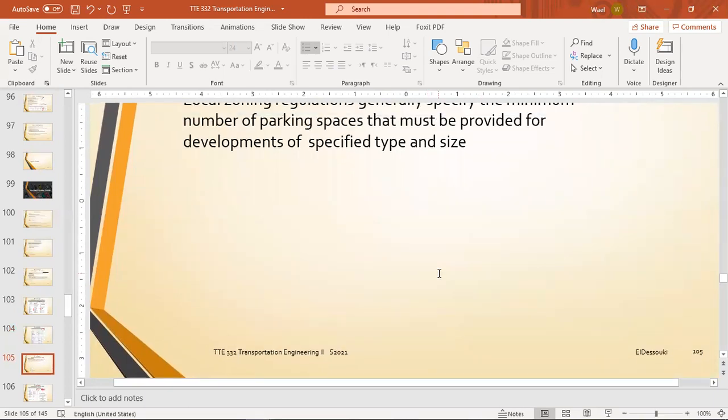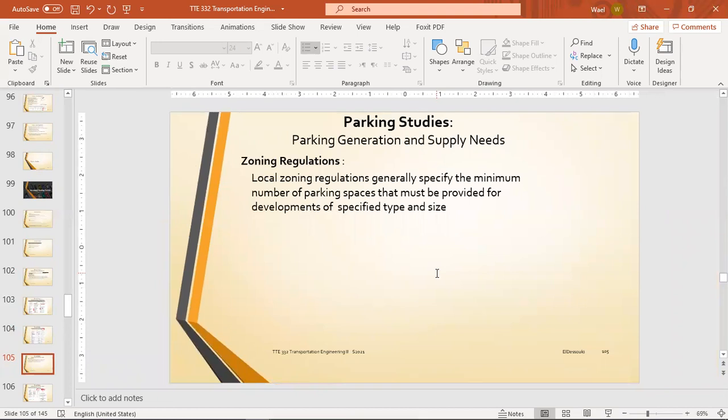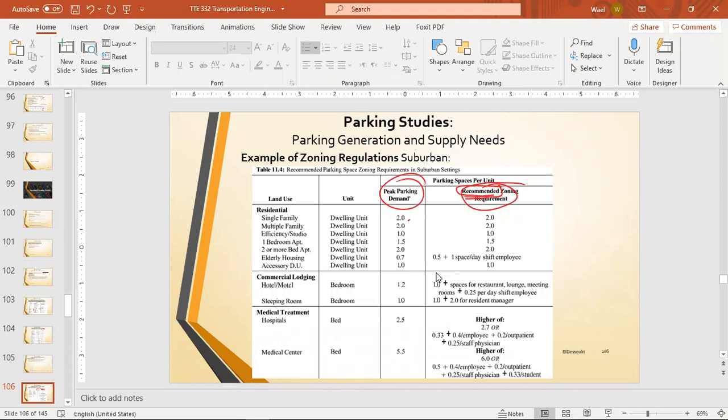Again, in parking generation and supply needs, zone regulations play a major role. The local zoning regulations generally specify the minimum number of parking spaces. That means even if you say that this facility needs 3 parking spots, there is a minimum that you must meet. Here, this is important: we have the parking demand, and these are the recommended zoning requirements. For zoning requirements, these are the minimum that we must satisfy.